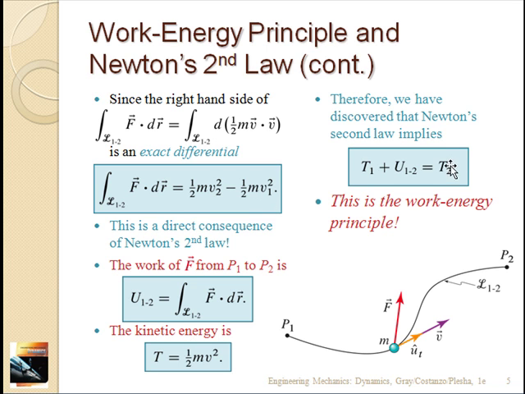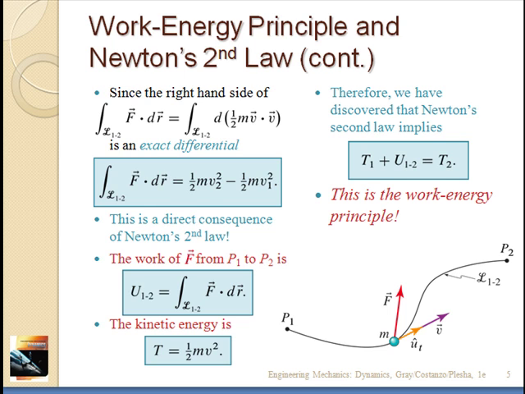So our work energy principle is that the initial kinetic energy plus the work done in going from the beginning to the end equals the final kinetic energy. All right. So the kinetic energy we start with plus the work done gives the final kinetic energy. If the work done is positive, you have more energy at the end than the beginning. If the work done is negative, you have less energy at the end than at the beginning.